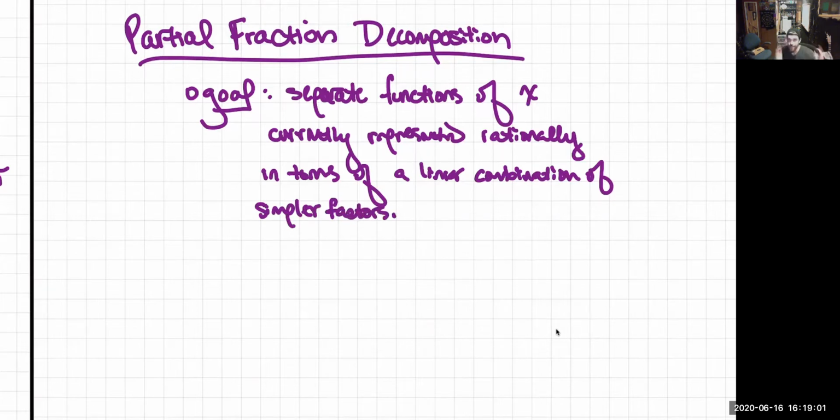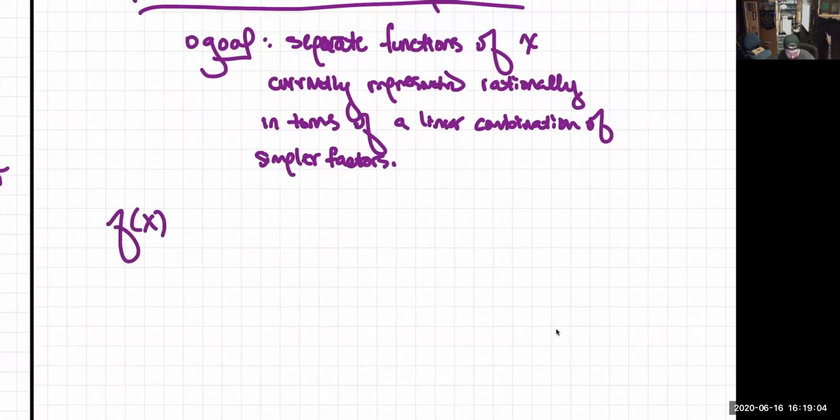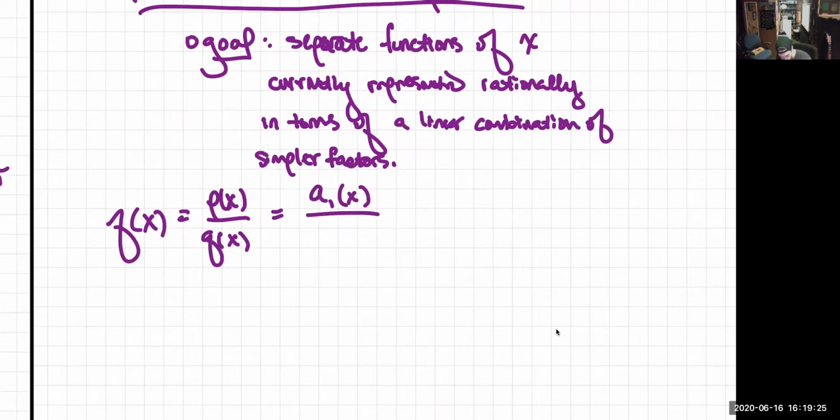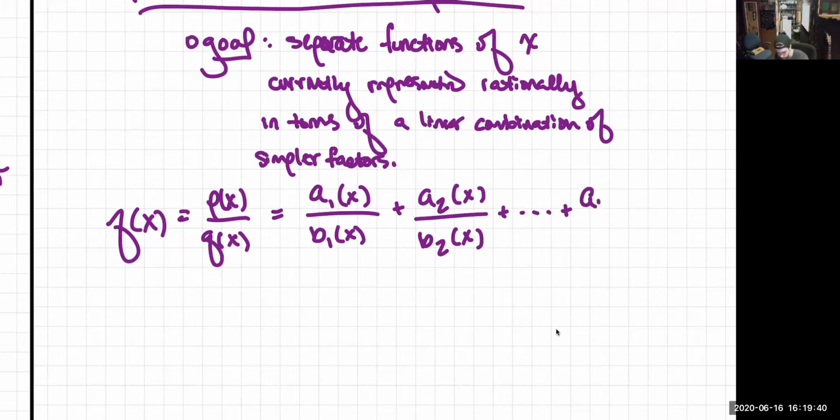So the idea is that let's assume that we're starting off with a function f of x equals p of x over q of x. The goal is that we want to express this in simpler terms where we decompose the denominator q of x. What this would look like is, let's call this a1 of x over b1 of x plus a2 of x over b2 of x up to whatever number of terms we might need. Let's say plus a sub n of x over b sub n of x.